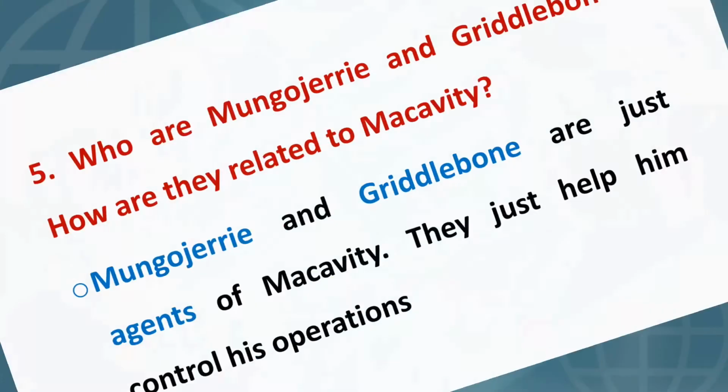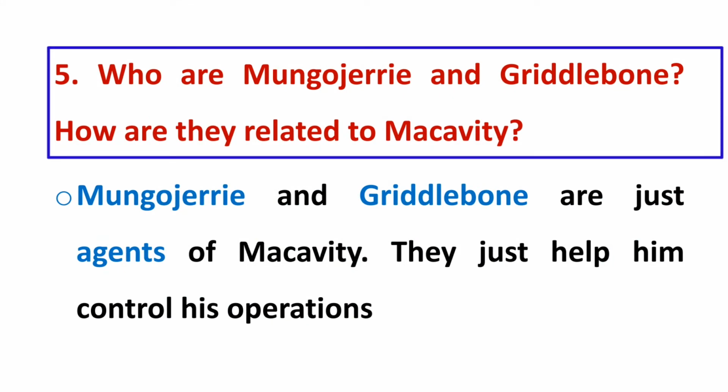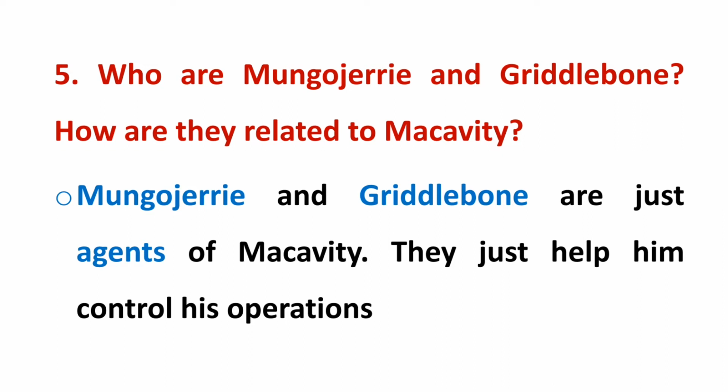Now let me move to the fifth question. Look at the fifth question. Who are Mccavity and Criddlebone? How are they related to Mccavity? You know very well the two are the agents of Mccavity. So they usually help him. When he is stealing, when he is in the theft, they usually help him. So Mccavity and Criddlebone are just agents of Mccavity. They just help him control his operations. Operation here refers only to the stealing process.